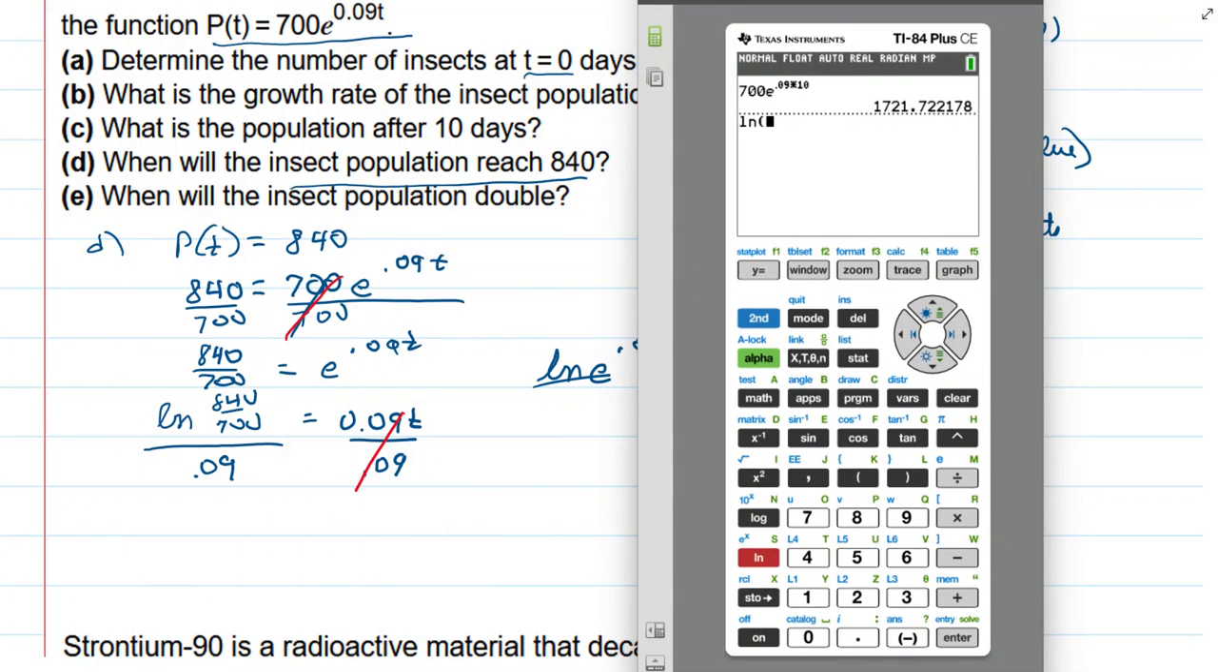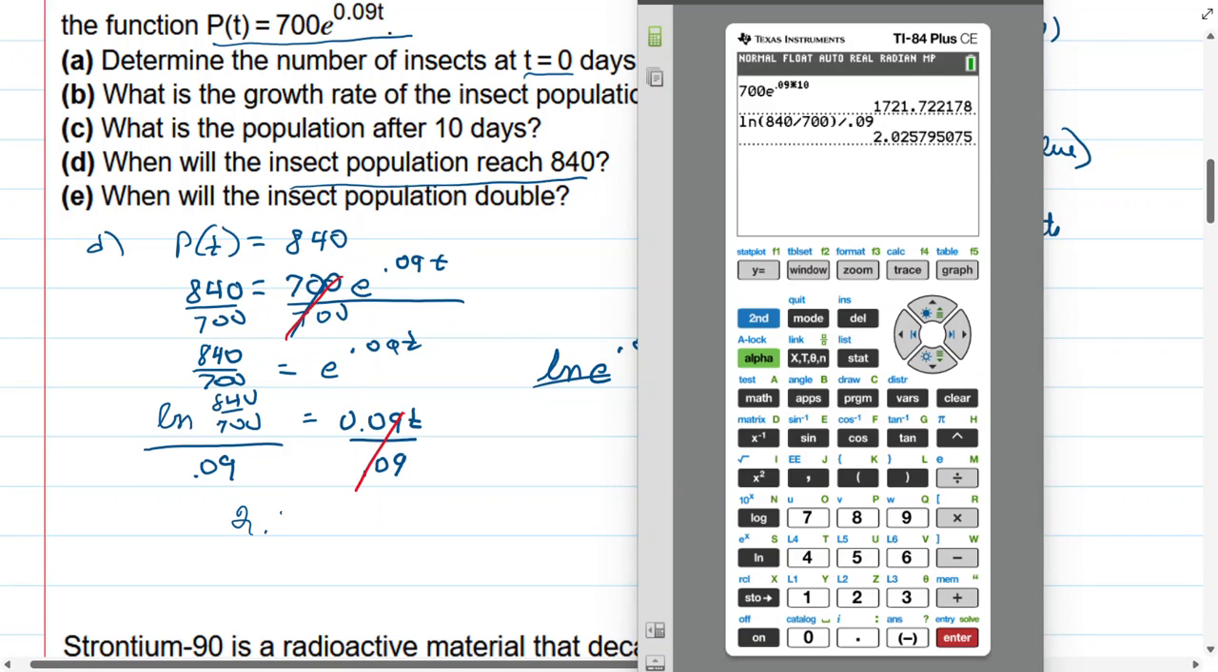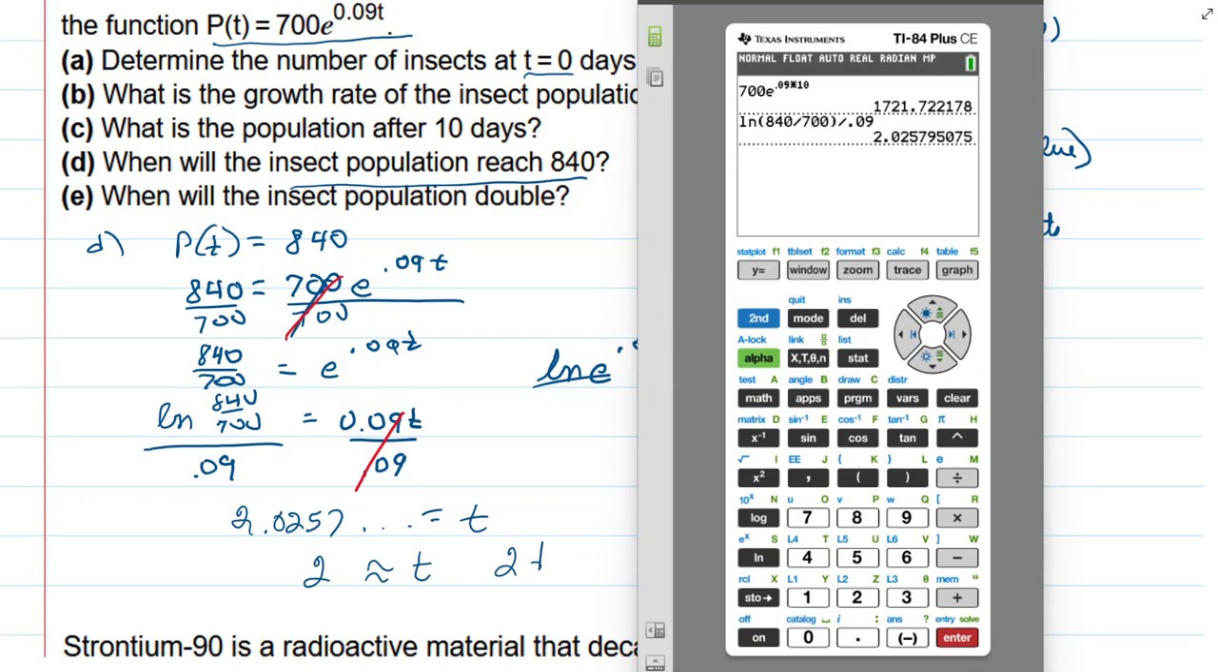So we're going to do the natural log of 840 divided by 700, and then we're going to take that and divide it by the 0.0009. Okay? And it's in days. How many days? Approximately. We can't say 3 because that would be overkill on expectations. Does that make sense? Right.